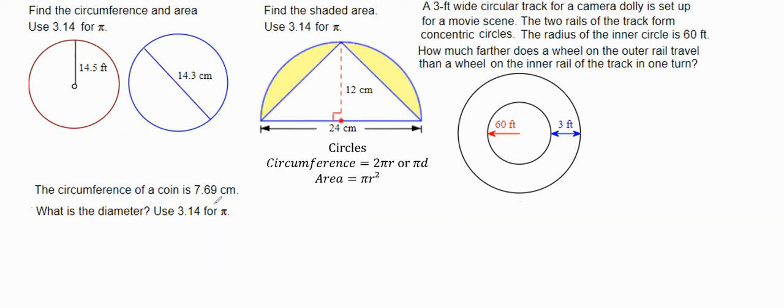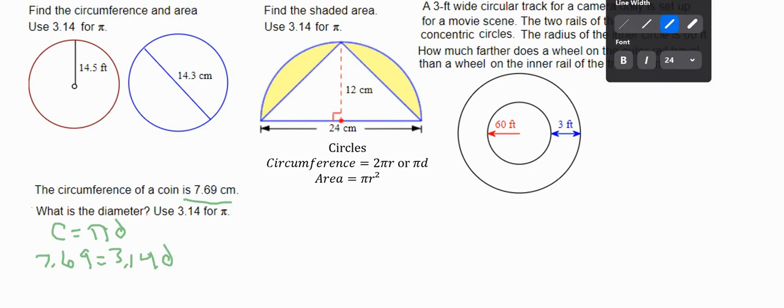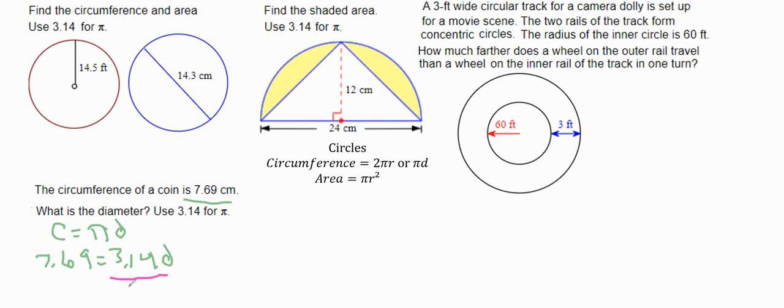So if the circumference of a coin is 7.69 centimeters, what is the diameter? Well, we can just say that circumference is equal to pi times diameter. We'll use 3.14 for pi. So the circumference is 7.69 equals 3.14 times the diameter. So we're going to just divide both sides by 3.14 because that's the opposite of multiplication.